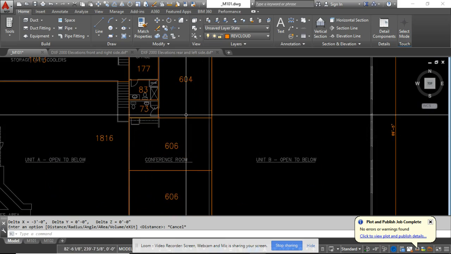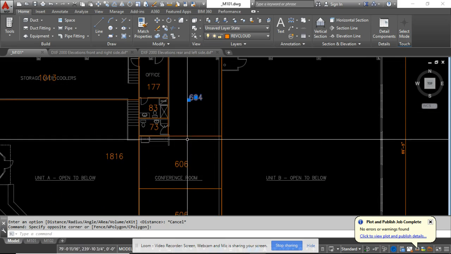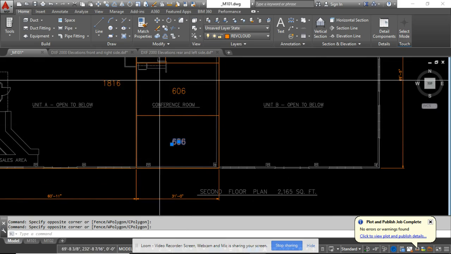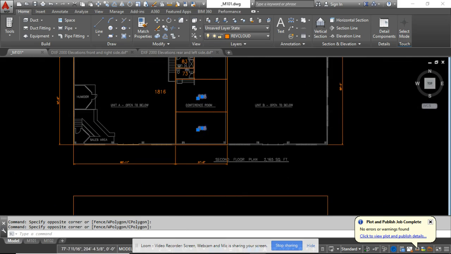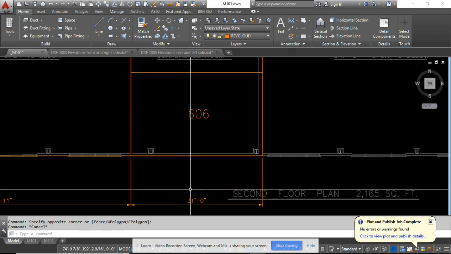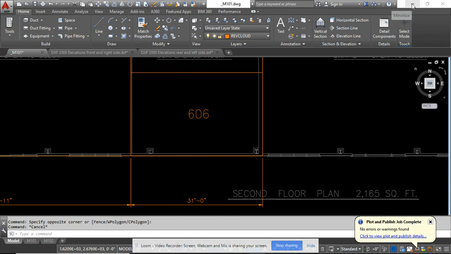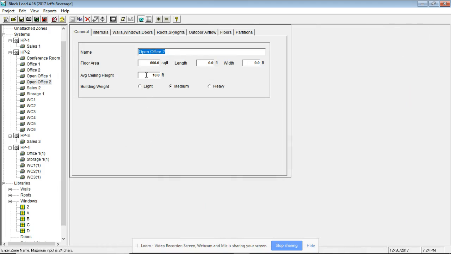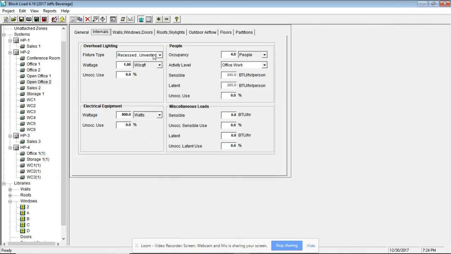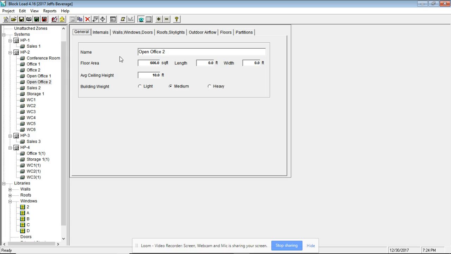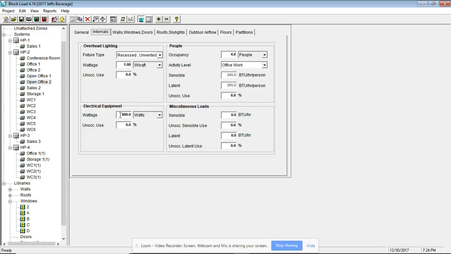So I split the second floor into open office 1, open office 2, and conference room. Open office number 2 has an exterior wall that's 31 feet long, no windows, and 10 feet high. Let's find that. It's got a 10-foot ceiling. Internal, same thing, 606 feet. So there's 4 people in there, 4 computers.